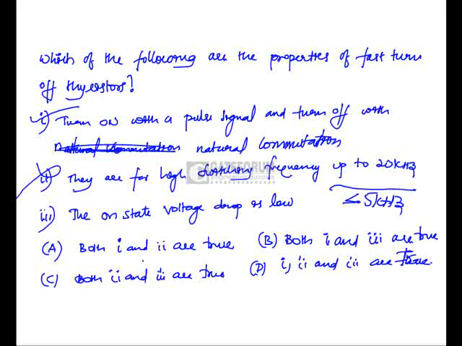Constant voltage drop is low. This is also correct, because an example is the MOSFET. So both 1 and 3 are correct, and option B is the right answer.